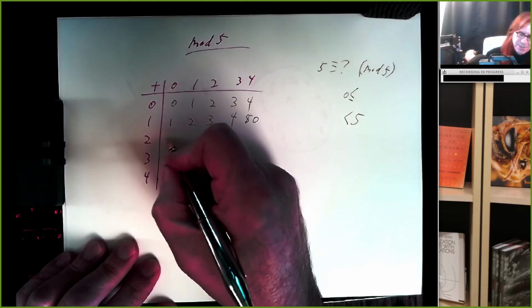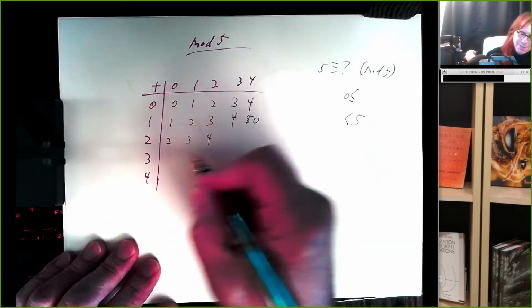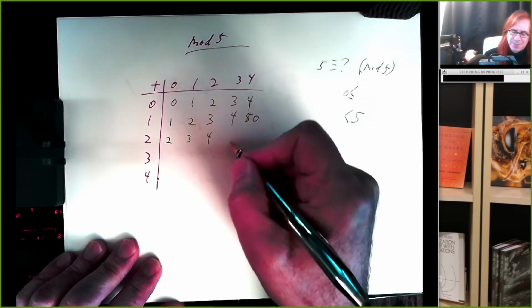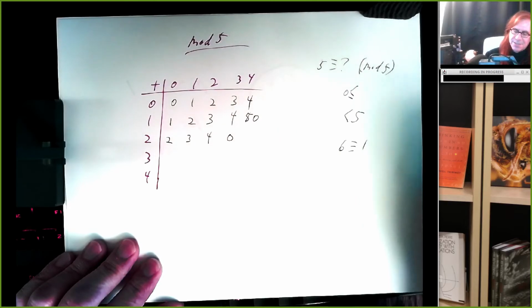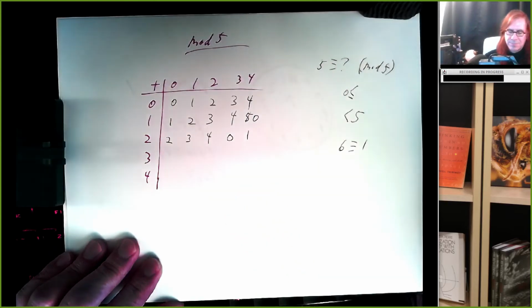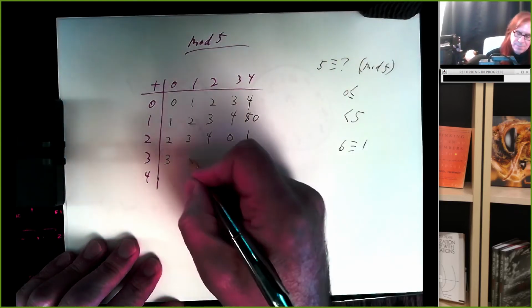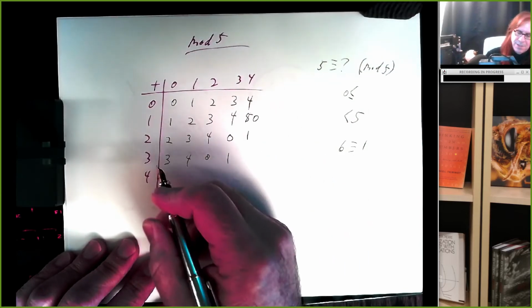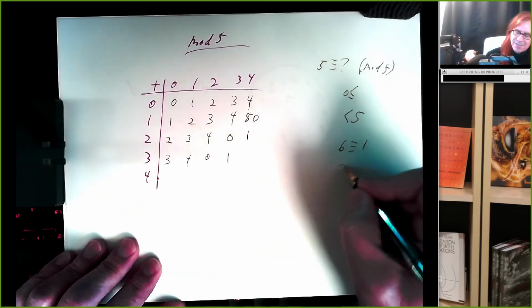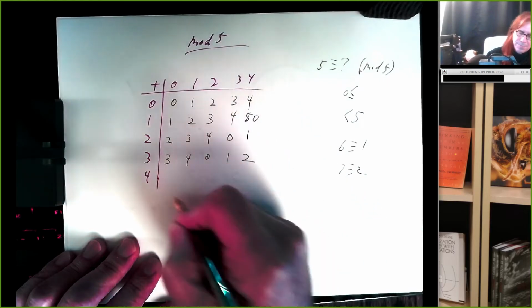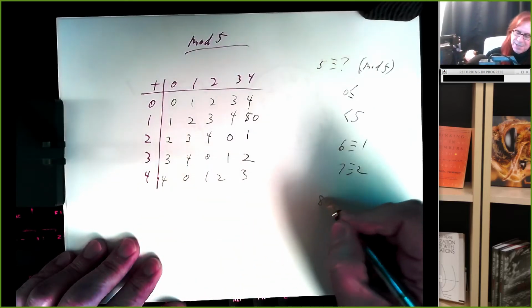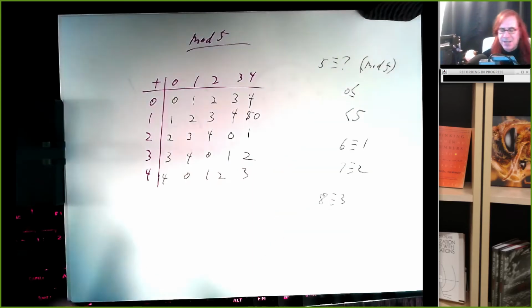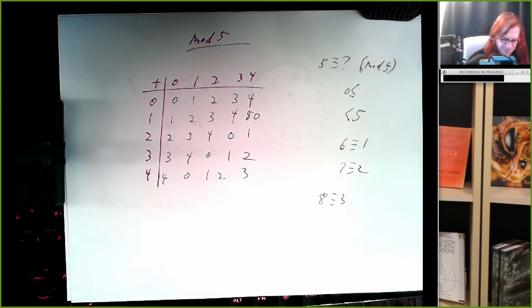And then 2 plus 0 is 2, 3, 4. 2 plus 3 is 5, which is congruent to 0. 2 plus 4 is 6, and 6 is congruent to 1. 3 plus 4 will be 7. 7 is congruent to 2. And 4 plus 4 is 8, and 8 is congruent to 3. So there's an addition table for numbers modulo 5.